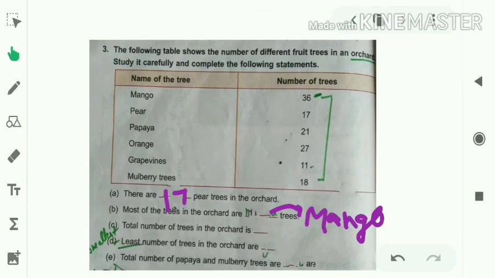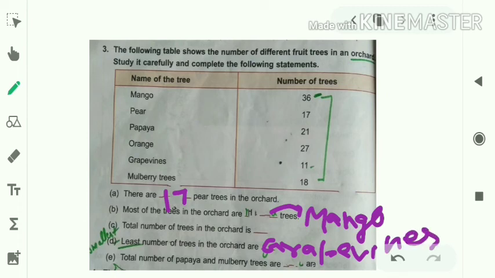Least number of trees in the orchard. Least means smallest, very less. So look here, 11. This number is the smallest here. So it means the least number of trees here is grapevines. So we will write here the answer of D is grapevines. G-R-A-P-E-V-I-N-E-S, grapevines. This is the answer.